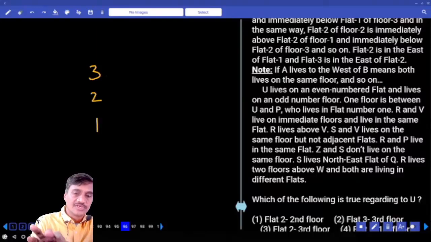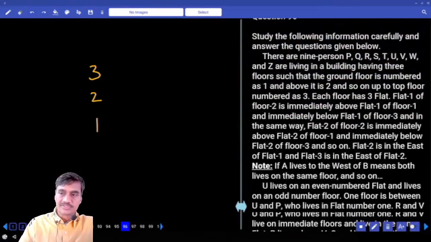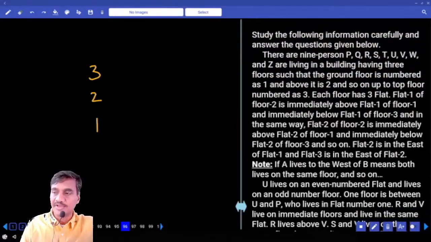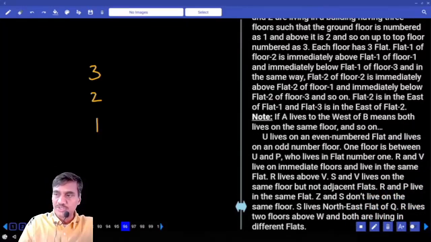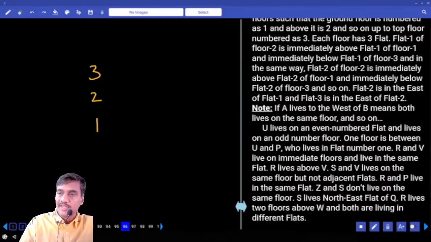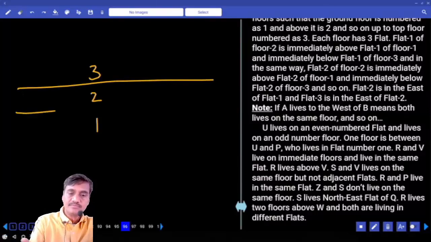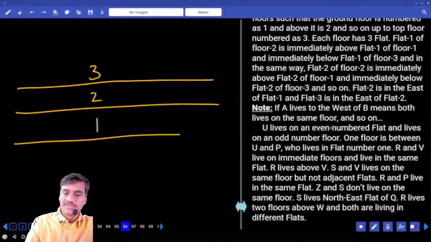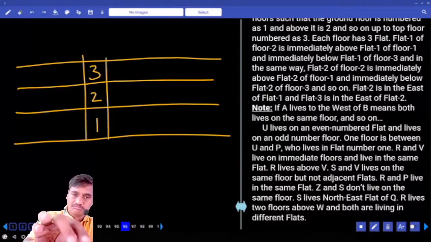Now 3 floors are there, and how many persons are there in this one? 9 persons. There are 9 persons, P, Q, R, S, T, U, V, W and Z, living in a building having 3 floors such that the ground floor and so on. Each floor has 3 flats, flat 1, flat 2, immediate and so on. And in each floor there are 3 persons, 3 flats in each of these.